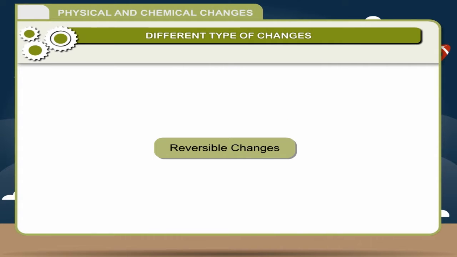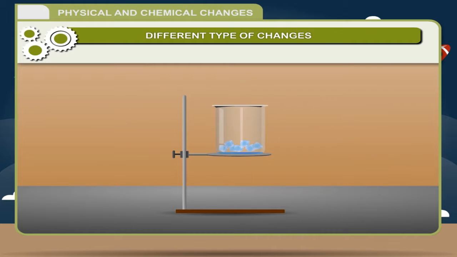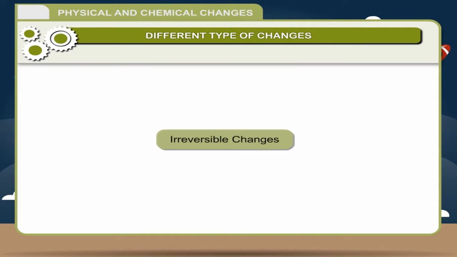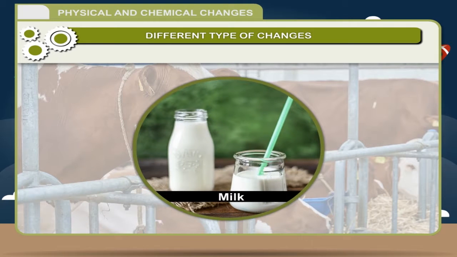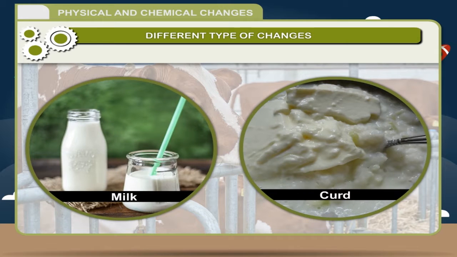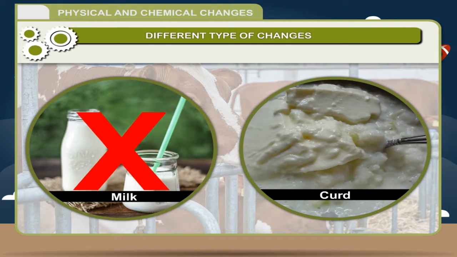Reversible changes. A change that can be reversed, like ice melts and changes to water. Water again can turn to ice. Irreversible changes. A change that cannot be reversed, like milk can change to curd, but curd cannot turn to milk.